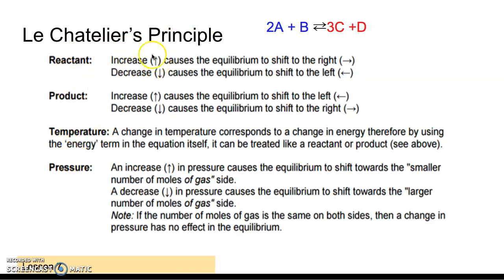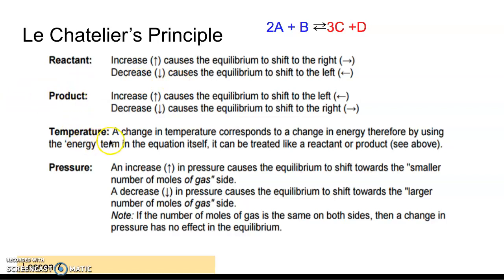For example, if I increase the amount of reactants, here in blue are my reactants, so if I increase A, the reaction will shift to the right in order to reestablish equilibrium. Say instead of adding A, I remove A. If I remove A, the reaction will shift to the left in order to reestablish equilibrium. The same process can be thought of for a product.